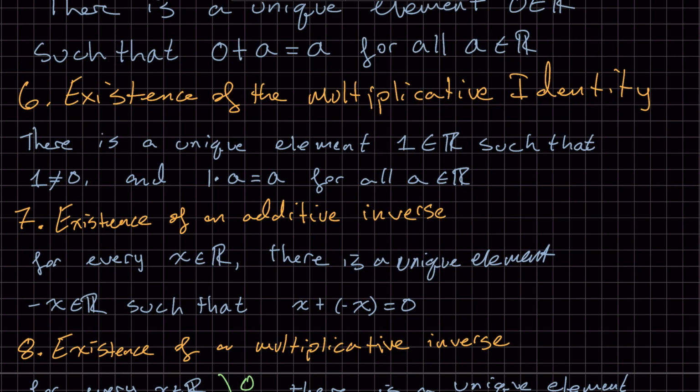6. Existence of the multiplicative identity. There's a unique element 1 in R such that 1 is not equal to 0 and 1 times a equals a for all a in R. And again, this is saying a similar thing just for multiplication. There is one number in every field such that a times that number is equal to a.